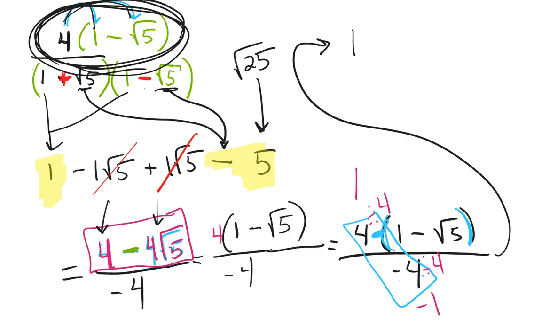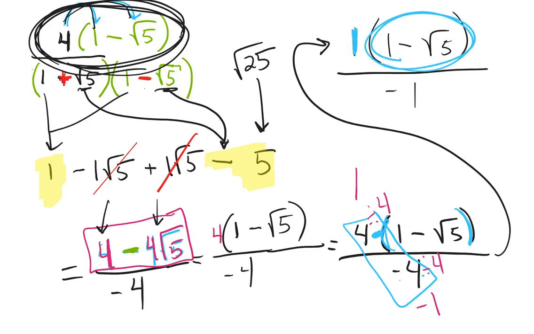So what you're left with is 1 times 1 minus the square root of 5 over a -1. And of course, this 1 right here times all this stuff just leaves me with all that stuff. I'm just left with 1 minus the square root of 5, and I can drop the parentheses. However, it's still over a -1. So you're literally going to distribute the division. I'm going to take this 1 right here and divide -1 into that. 1 divided by -1 is a -1.